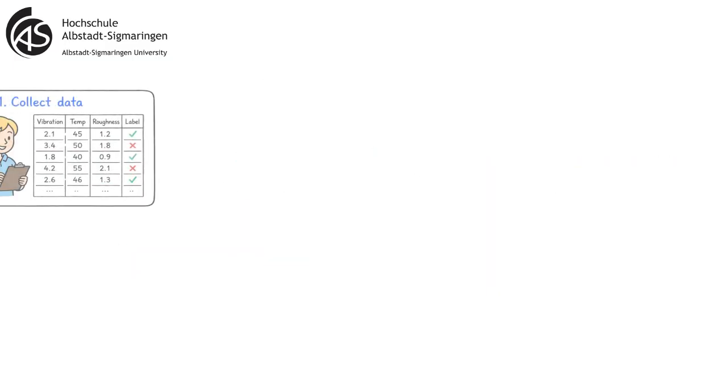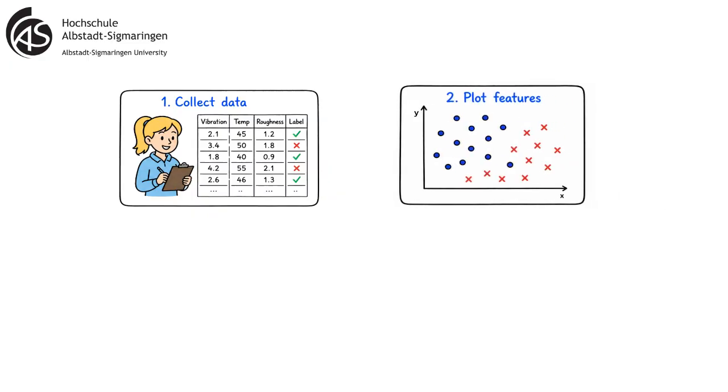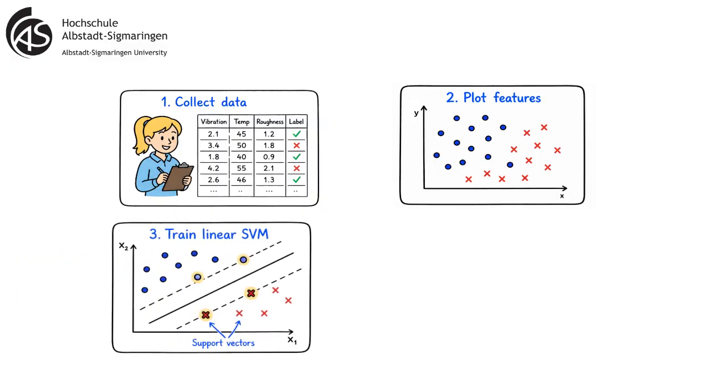Let's come back to Mia. Step 1, she collects data. For each part, she records vibration, temperature, and maybe roughness. She also has labels from experts. Each part is marked as good or defective. Step 2, she looks at a simple 2D plot, for example, vibration on the x-axis and temperature on the y-axis. She sees that many good parts are in one area and many defective parts are in another, but there is some overlap. Step 3, she trains a linear SVM.